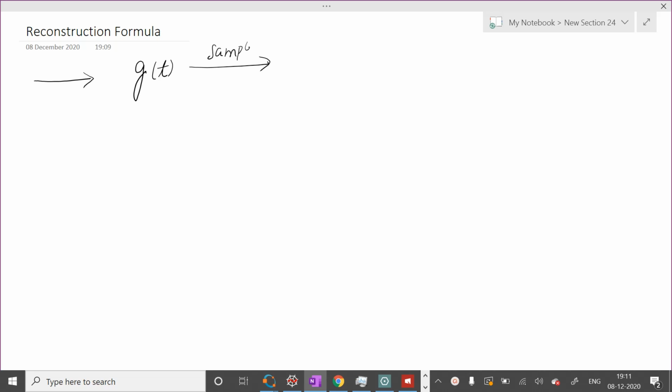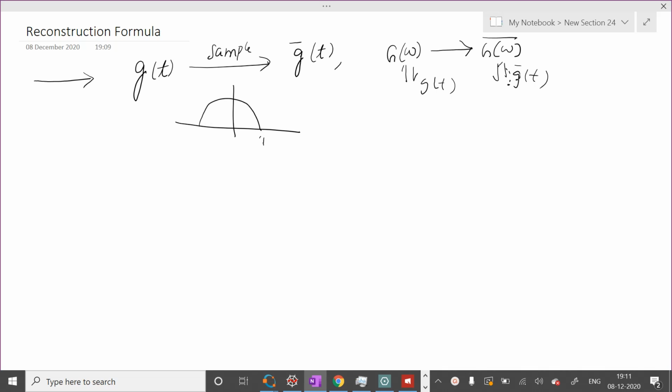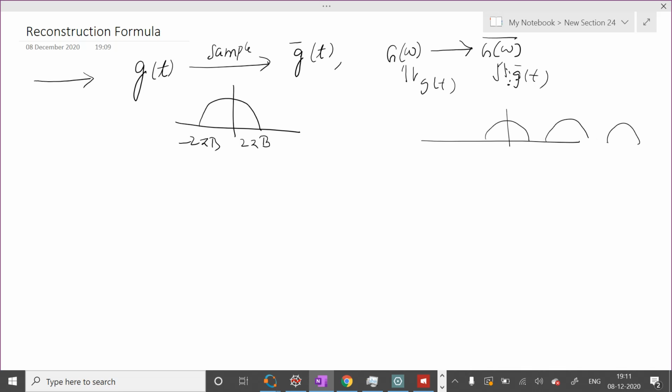we represent that by g bar of t. So in frequency domain, g of t we represent by g bar of omega. So g bar of omega is the Fourier transform of g bar of t, and g of omega is the Fourier transform of g of t. G of omega is band limited, right? And g bar of omega is periodic repetition of the same band. And to reconstruct, it means that we need to put an ideal low pass filter like this.